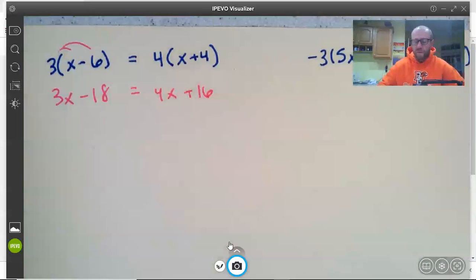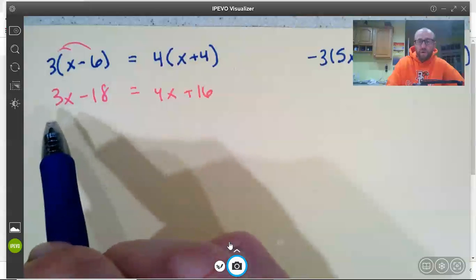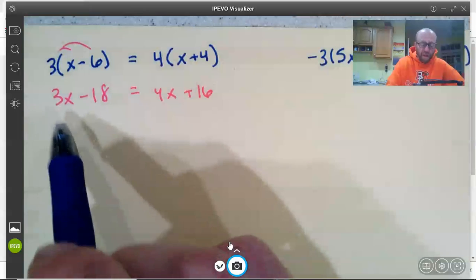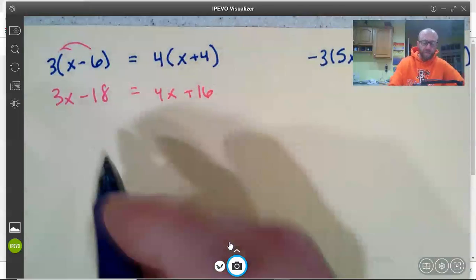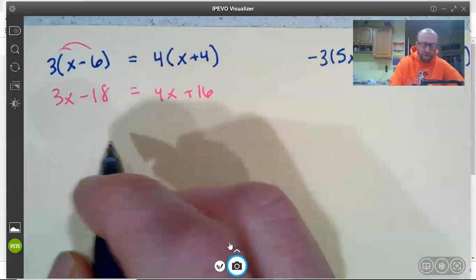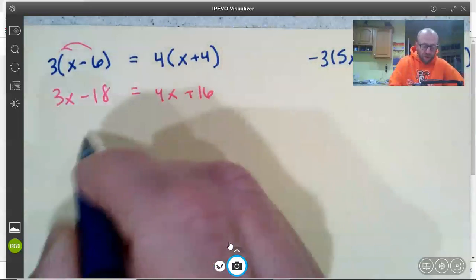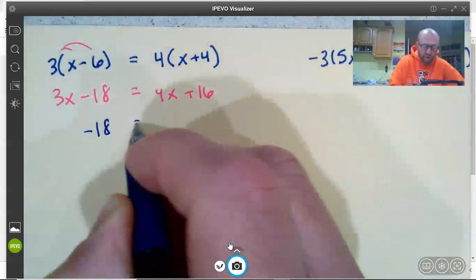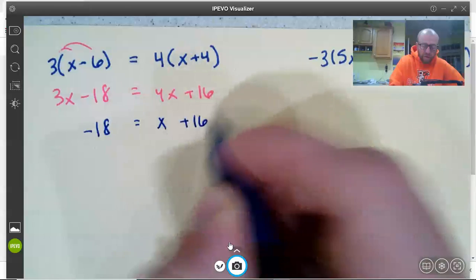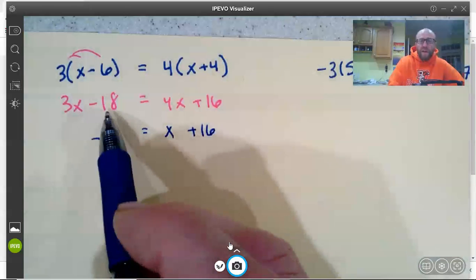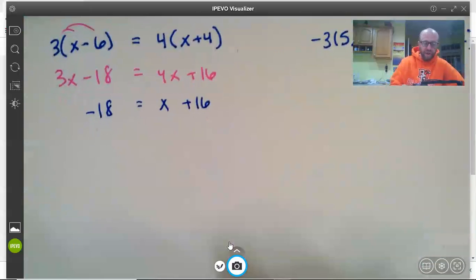Now, my goal ultimately is to get x all by itself, which means I have to get the x term all by itself. And to do that, I have to have only one x term, but currently I have two. They're on different sides of the equal sign, so I'm going to take 3x from each side. So I'm going to take this one, just take it away. And of course, I have to do the same on both sides. So that's going to leave me with negative 18 over here. And 4x take away 3x is just a single x. I still have my plus 16. Remember, this negative goes with the 18, so if you take the 3x away, you still have the negative there in front of the 18.